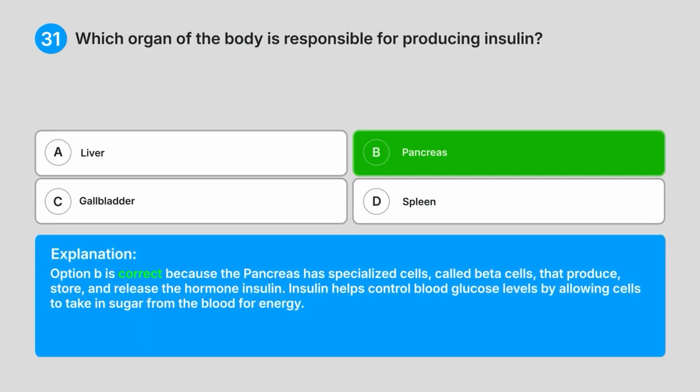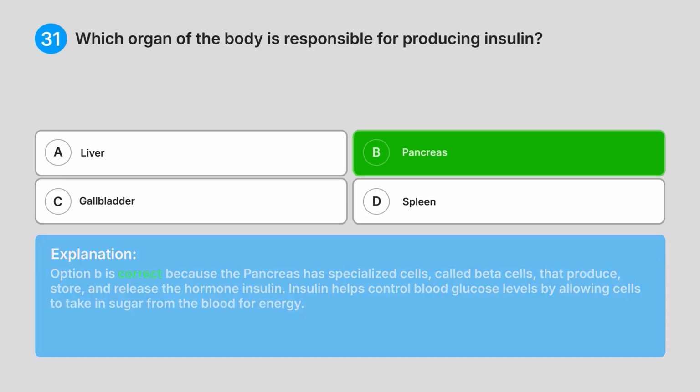Explanation. Option B is correct because the pancreas has specialized cells called beta cells that produce, store, and release the hormone insulin. Insulin helps control blood glucose levels by allowing cells to take in sugar from the blood for energy.